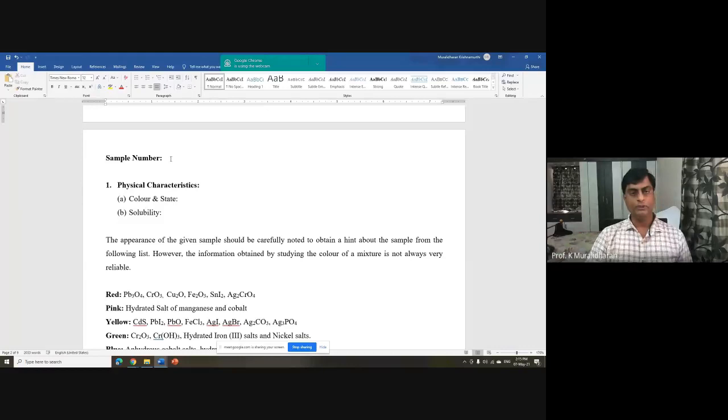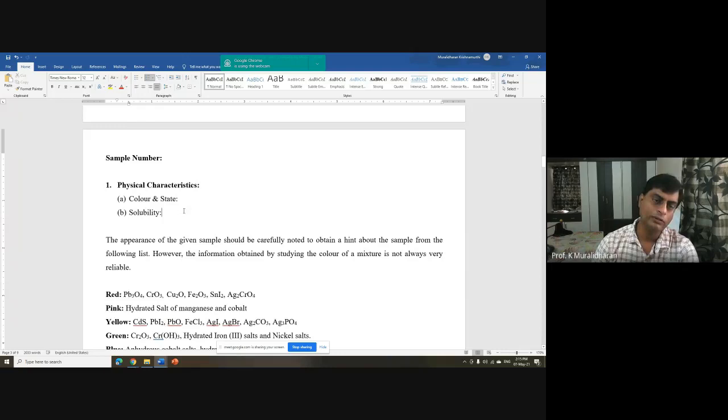That's the important thing. Another thing is noting the characteristics of the salt. You have to mention whether it's a solid, liquid, solution, semi-solid, or gaseous compound, whatever it is. We are not going to give you a gaseous or liquid sample, but the general practice is to note the state and the color of the sample, whether it is a pure colorless sample, white sample, or any colored sample. Right? That also will give some indication. And later, you have to write the solubility. I'll tell you about solubility a little later.